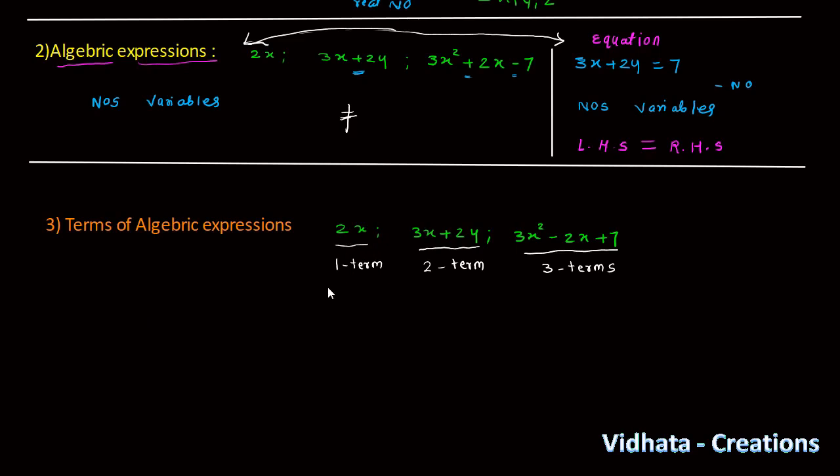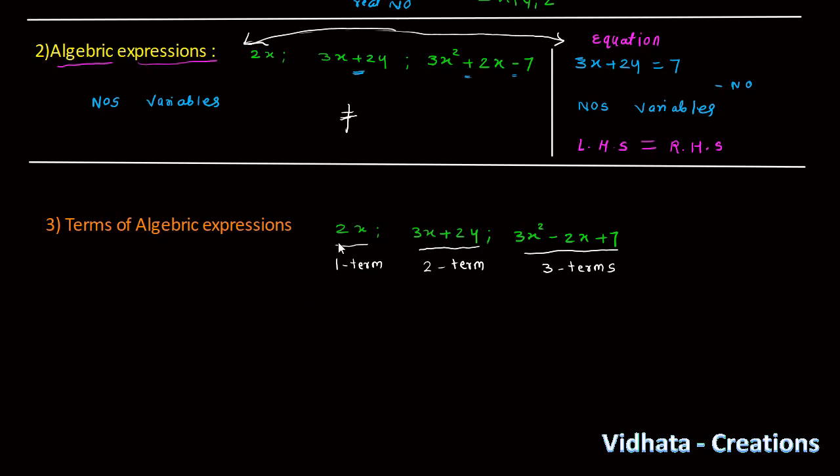This much information, this much hint is not sufficient for you. In case of the terms, I am telling that in the first example one term is there, in the second example two terms are there, and in the third example there are three terms. Let us clear the meaning of term.